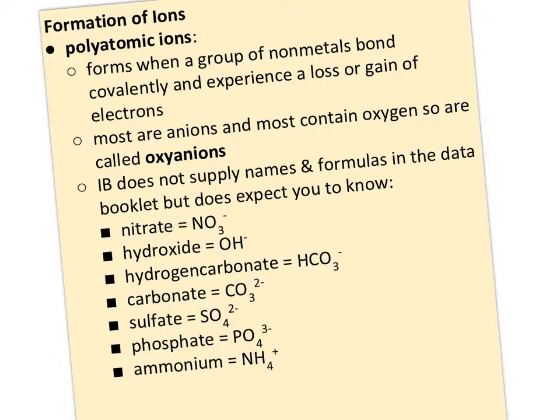So most of the polyatomic ions, in fact, if you look at the list below, all but one are what we call oxyanions. And you need to realize that IB doesn't supply the names and formulas in the data booklet, but if you look around, there's enough formulas in there of things that you probably can find these. But these are common ones that you should know: nitrate, hydroxide, hydrogen carbonate, carbonate, sulfate, phosphate, and ammonium. And we'll use them frequently throughout the year.